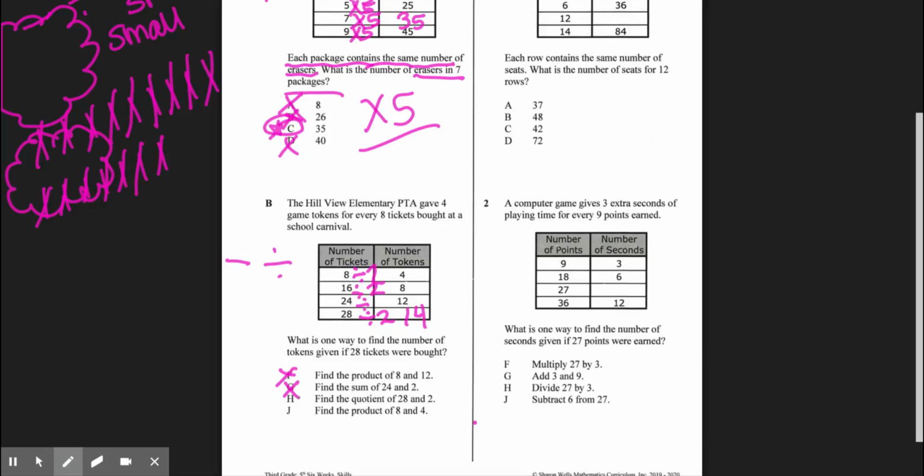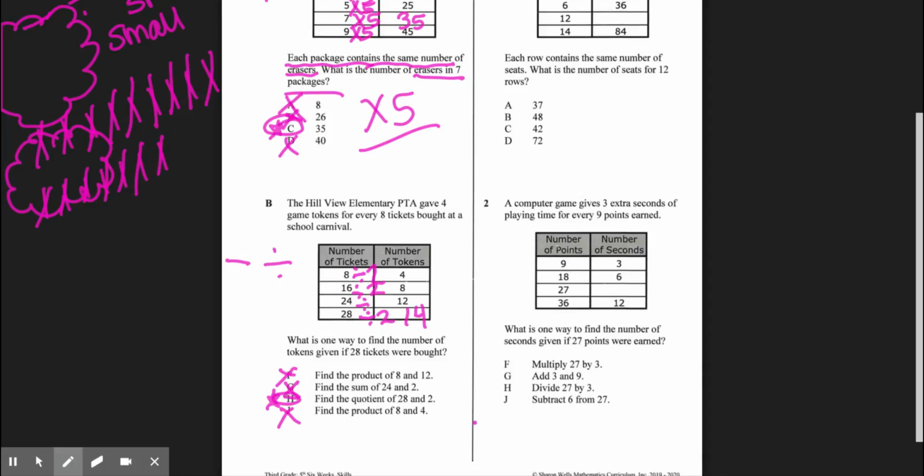H says find the quotient of 28 and 2. So remember, quotient is the answer to a division problem. So this could actually be our answer. Find the quotient of 28 and 2. Well, we did divide 28 and 2, and we did get a quotient. So that sounds really good. Then J says find the product of 8 and 4. Well, we didn't multiply 8 and 4 to find our answer. So H is our answer.